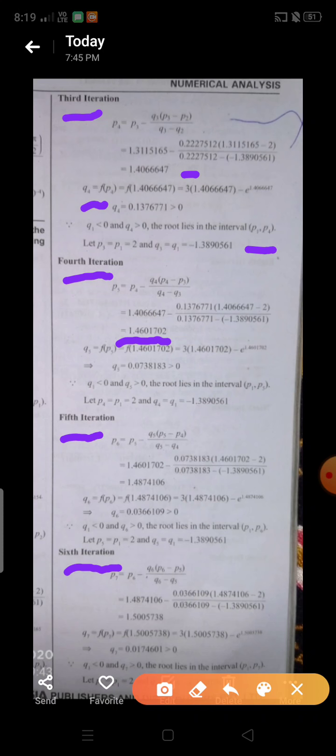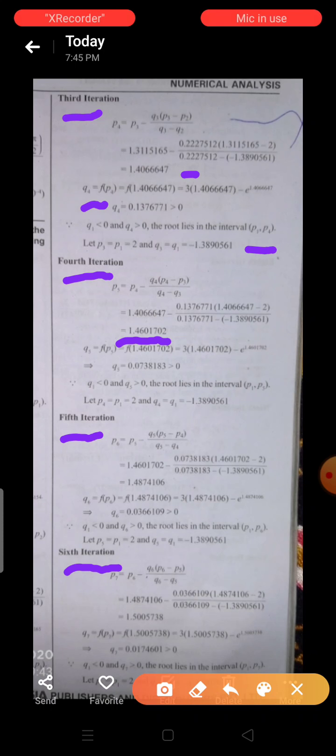P7 is equal to P6 minus Q6 into (P6 minus P5) by (Q6 minus Q5), which is equal to 1.4874106 minus 0.0366109 into (1.4874106 minus 2) divided by (0.0366109 minus Q5), minus 1.3890561. Therefore P7 is equal to 1.5005738.